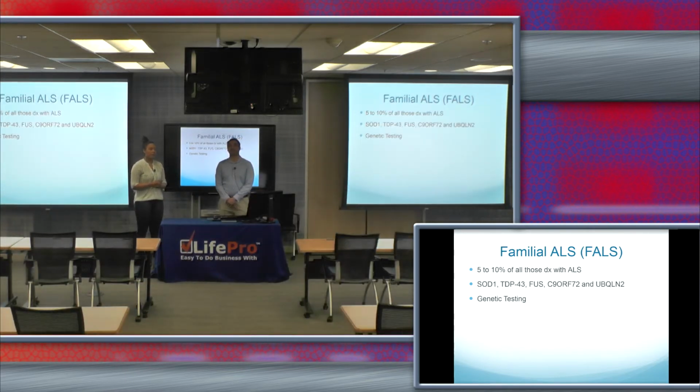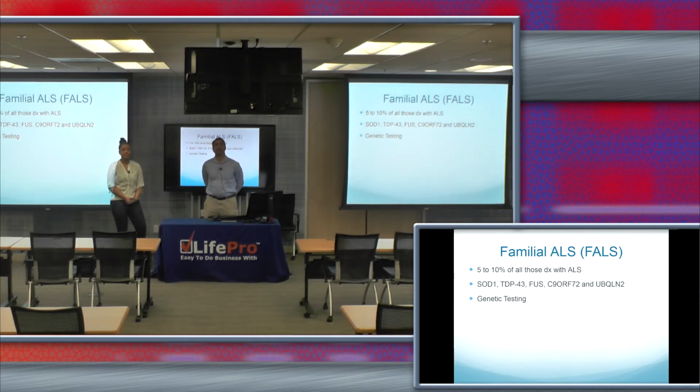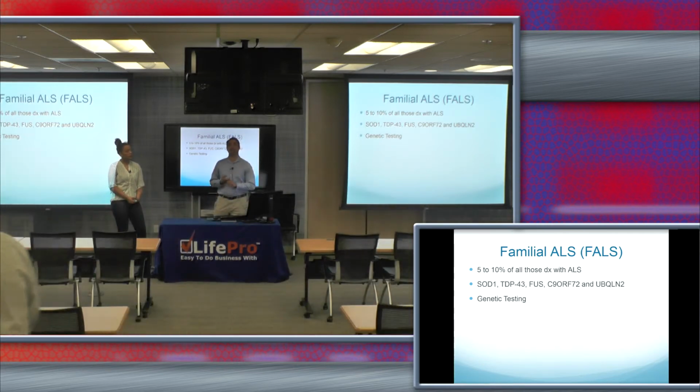Do you want to talk about familial? Familial, yes. We're basically mentioning that before. Familial ALS actually occurs within 5 to 10% of all cases that are diagnosed with ALS. And I was mentioning before that the two most common types of genetic mutations for familial would be SOD1 and C9.